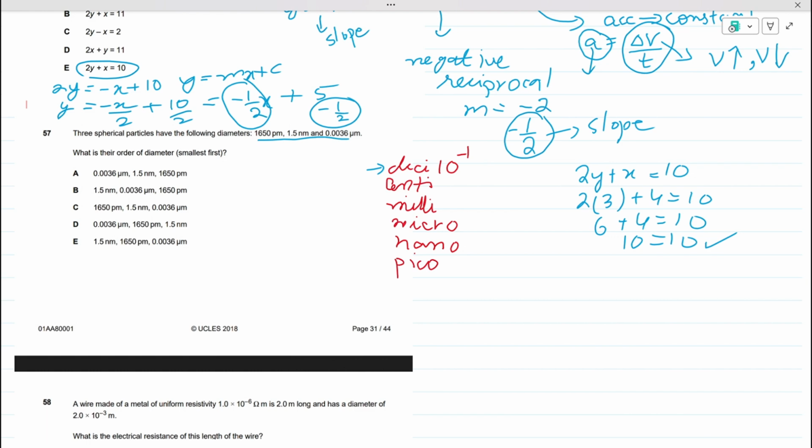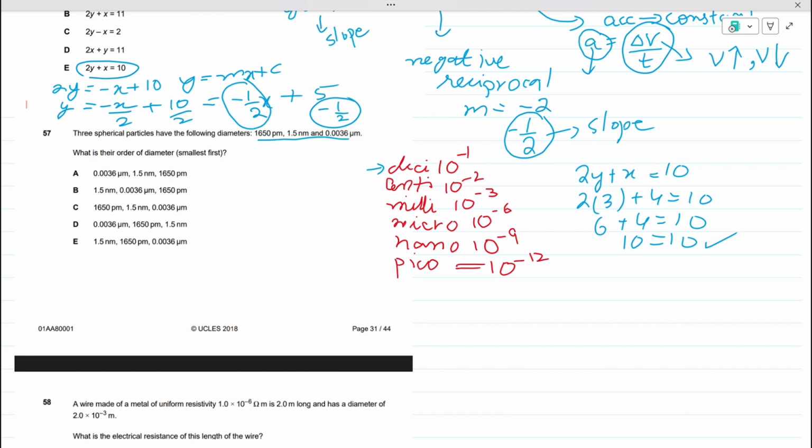Now see, deci has 10 power minus 1, centi has 10 power minus 2, milli has 10 power minus 3. Micro has 10 power minus 6, not minus 4, minus 6. Nano, as the name suggests, is minus 9. Pico has 10 power minus 12. So these are basically the values.